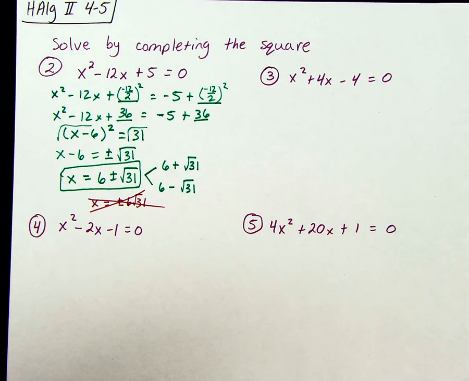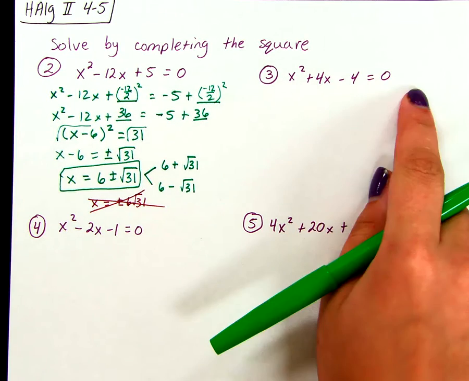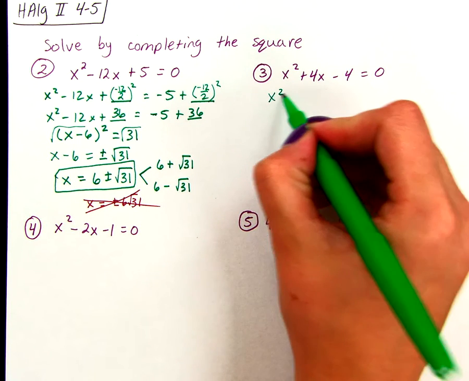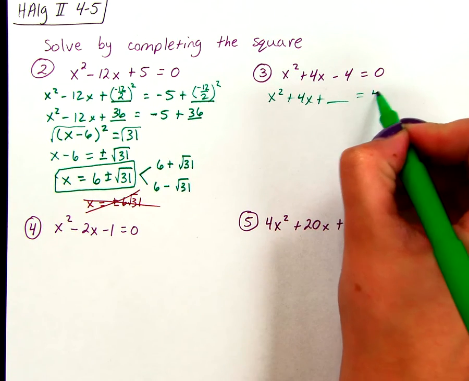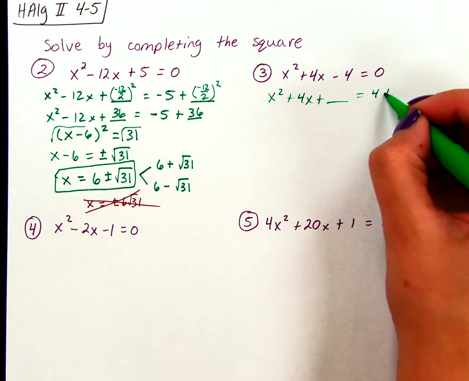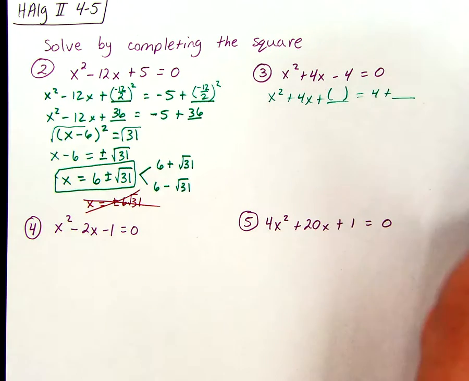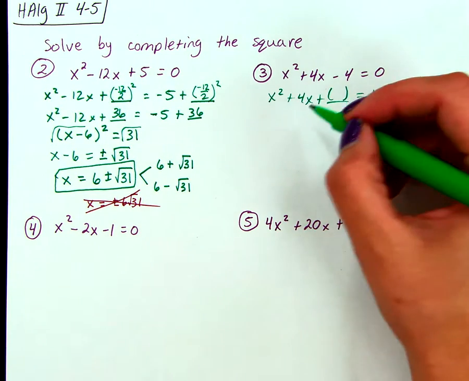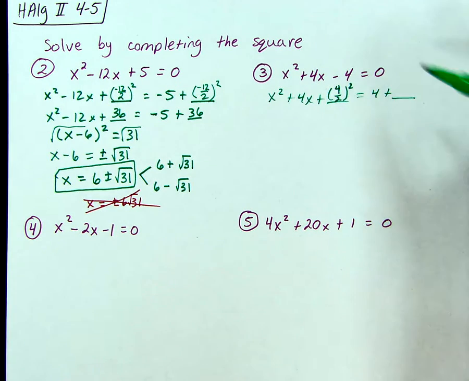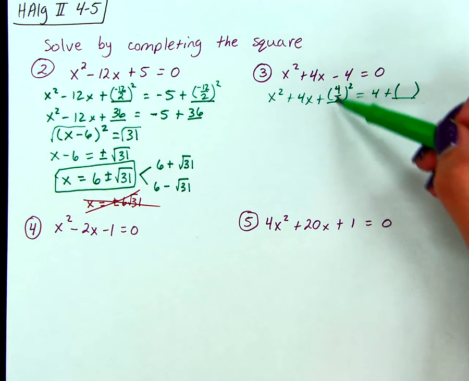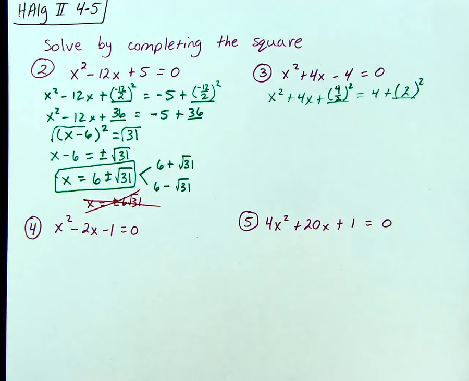So on 3, so again, if we're solving by completing the square, I'm going to add the 4 over and then leave room to complete the square. Then again, whatever we add to one side, we have to make sure that we are adding to the other. Okay, so again, we take half of the middle term, so 4 divided by 2 squared. So I'm going to simplify on this side. So 4 divided by 2, so I'm going to take 2 squared.